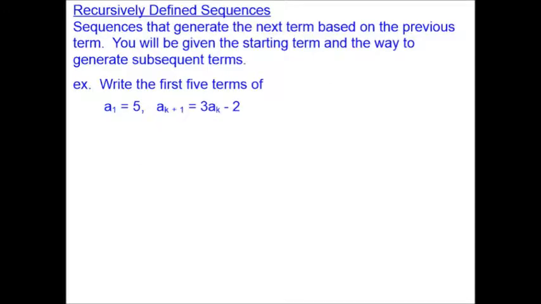Okay, moving on to recursively defined sequences. Now that sounds super fancy, but it's just a sequence that generates the next term based on the previous term. And you're going to be given the starting term and a way to get a subsequent term. Hopefully that makes a little bit of sense, but here we go.